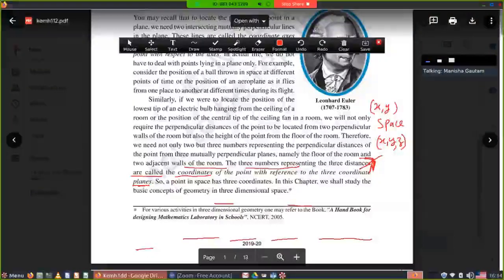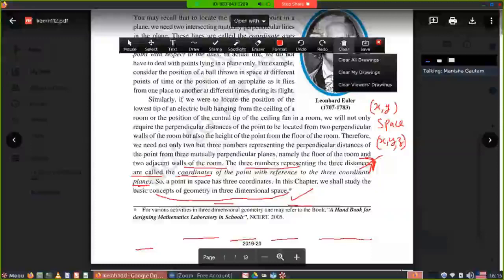So a point in a space has three coordinates. In this chapter, we'll study the basic concept of geometry in three-dimensional space. It means now in this chapter, we'll study the three-dimensional geometry. Or you can say in brief that when I'm talking about the area of any figure, it means I'm talking about the two-dimensional geometry because only length and breadth are required to measure the area.